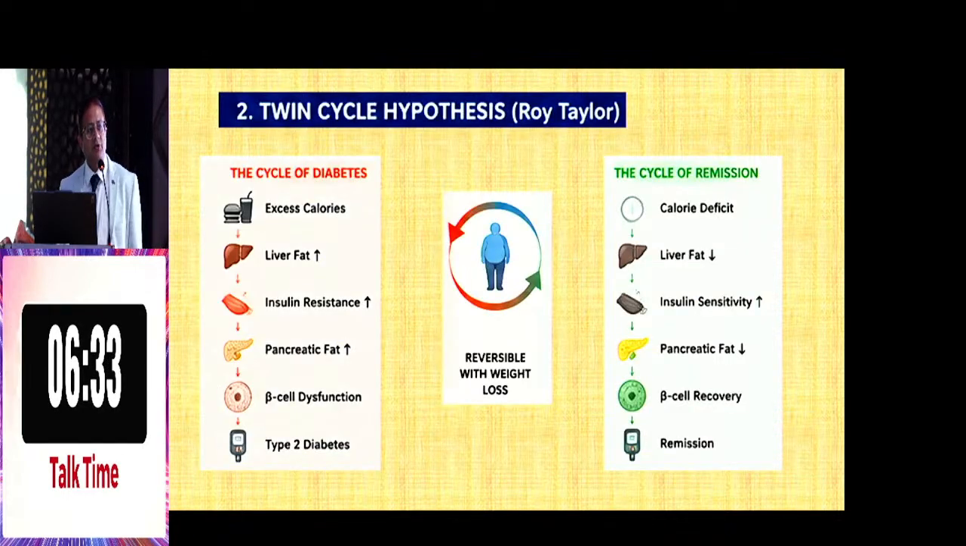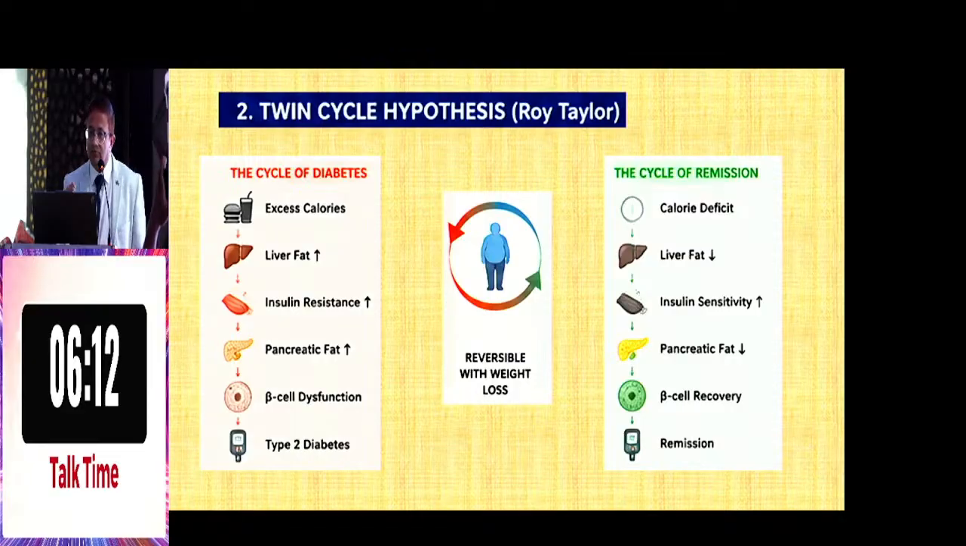This comes from the twin cycle hypothesis by Roy Taylor in 2008, who said that if you are consuming excess calories, that will lead to type 2 diabetes with various disruptions in the metabolic pathway, as shown in the picture. On the other side, if we reduce the calories in the diet, we improve the various metabolic disruptions, and finally get remission.